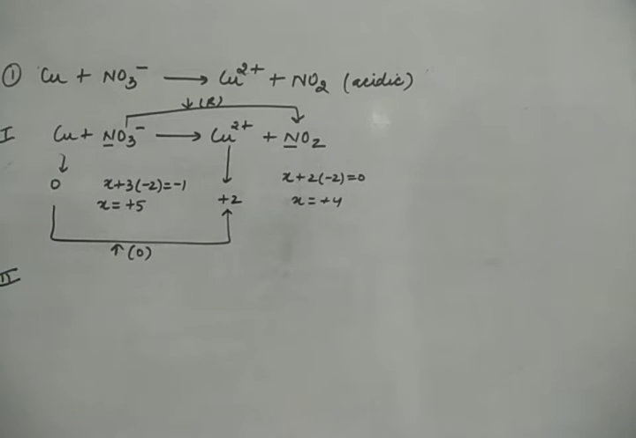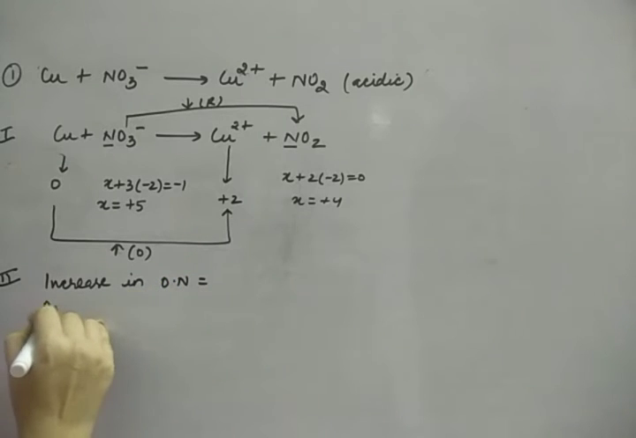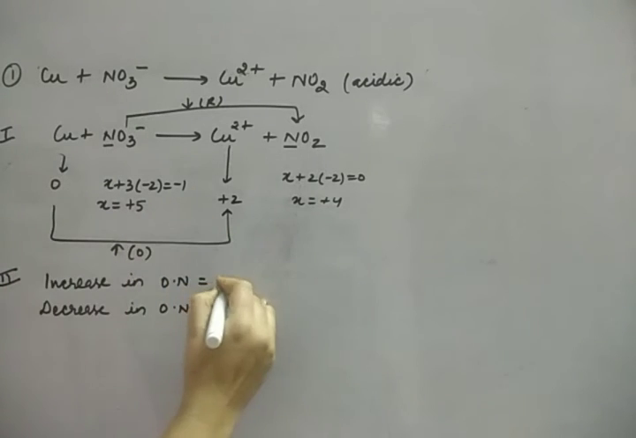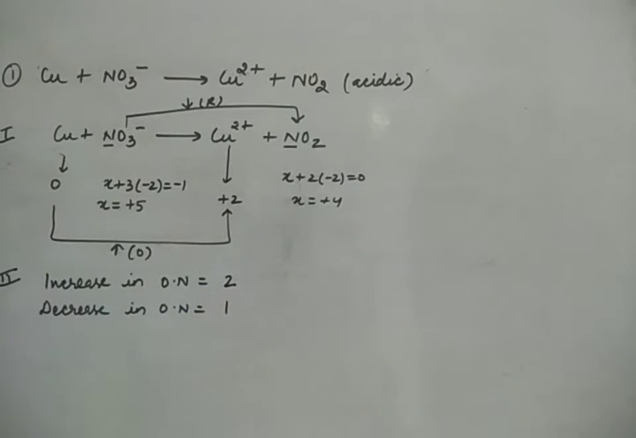Okay, now the second step. The second step says: what is the increase in oxidation number and what is the decrease in oxidation number? Now we'll calculate. From 0 to +2, the increase is 2, and from 5 to 4 the decrease is 1. So increase is 2 and decrease is 1.